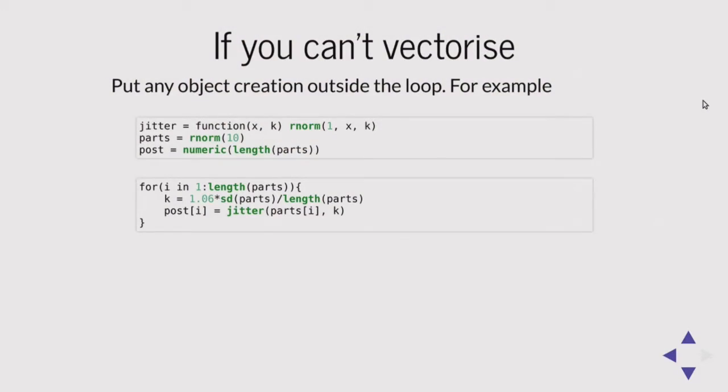So we've got some particles, some 10 random numbers, we're going to wiggle them all and stick them in this vector post. We're not growing a vector because we know that's bad. So we've got this for loop from 1 to the length of particles. We calculate k, which is how much of a wiggle we're going to do. It's this bizarre number, 1.06 times the standard deviation of the parts divided by the length of the parts. I can't remember where that comes from. I think if you start assuming normality in infinite dimensions, it all falls out. But it's a standard way of keeping your particles alive.